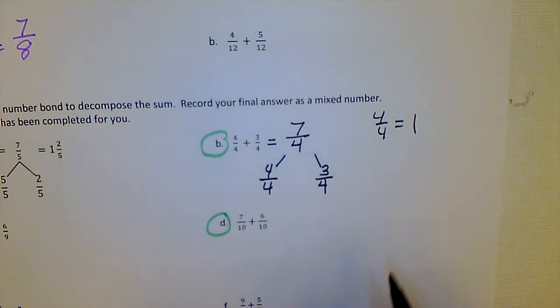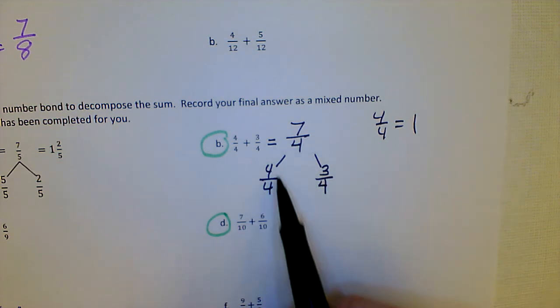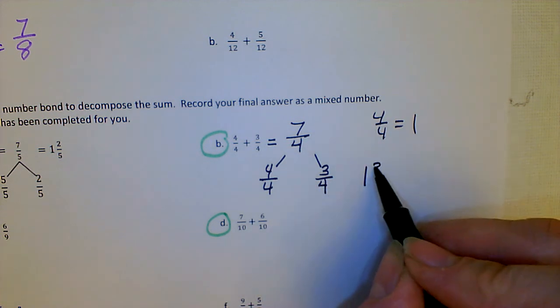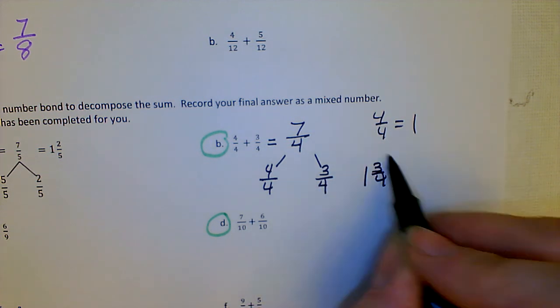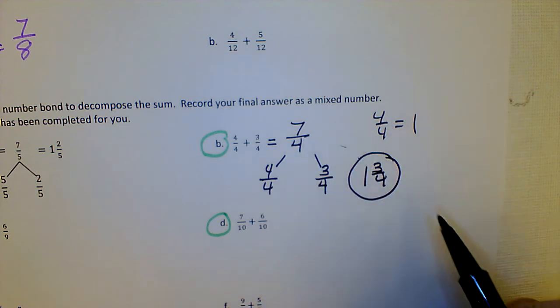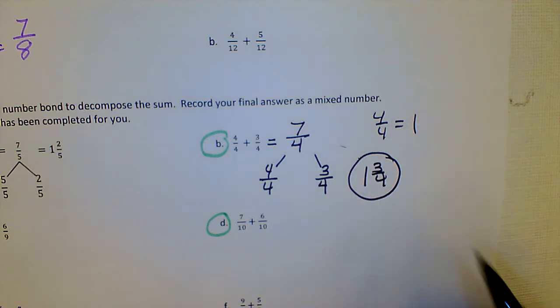So 7 minus 4 leaves me 3/4. So 7 minus 4 is 3. So what I now have is this 4/4 becomes 1. I'm going to put it over here. And this 3/4 stays 3/4. So I get 1 and 3/4. And I put it down here just because I didn't want to cram it in up there.